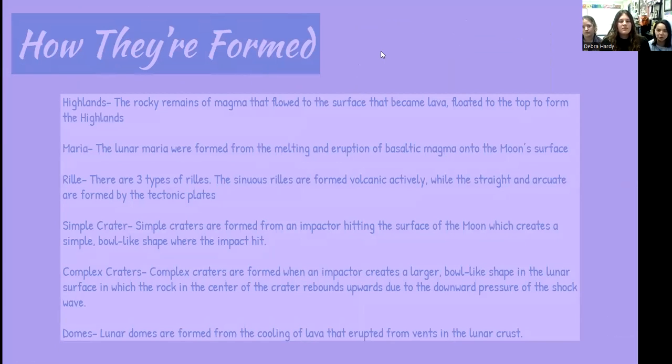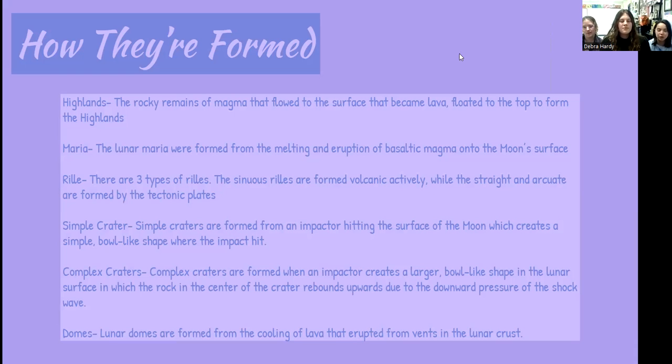The highlands were formed by the remains of magma that floated to the surface that became lava, or lava that floated to the surface of magma that became the highlands. The Maria were formed by the melting of and eruption of basaltic magma under the moon's surface. And there's 3 different types of rilles. The sinuous, which are formed by volcanic activity, and the straight and arcuate, which were formed by tectonic plates.